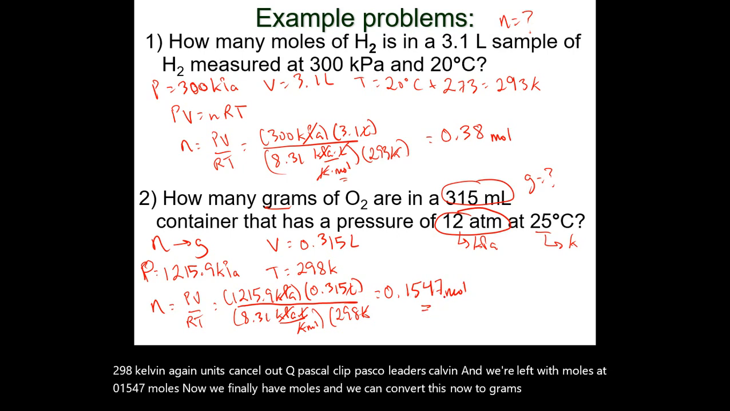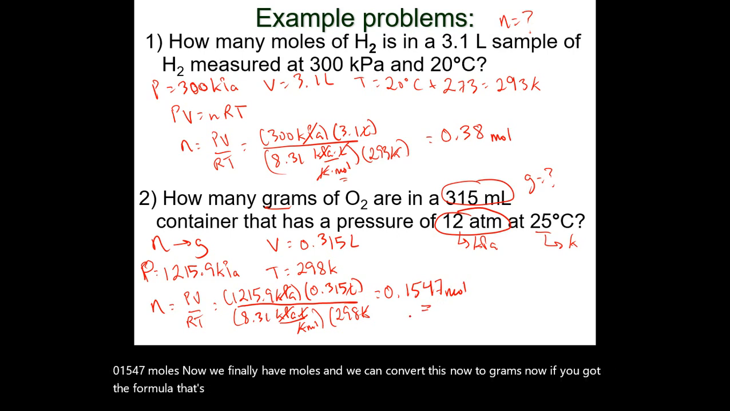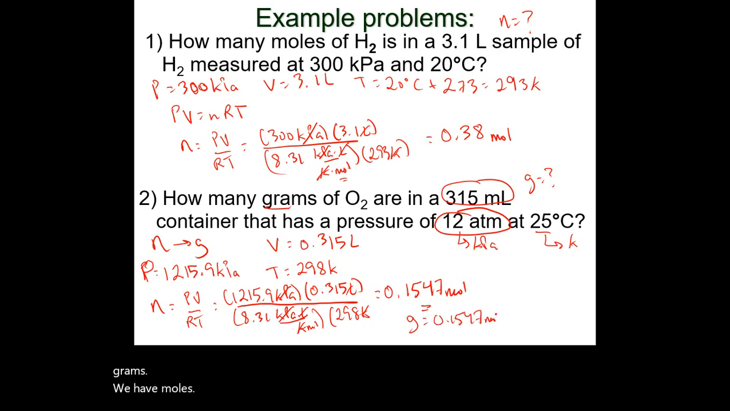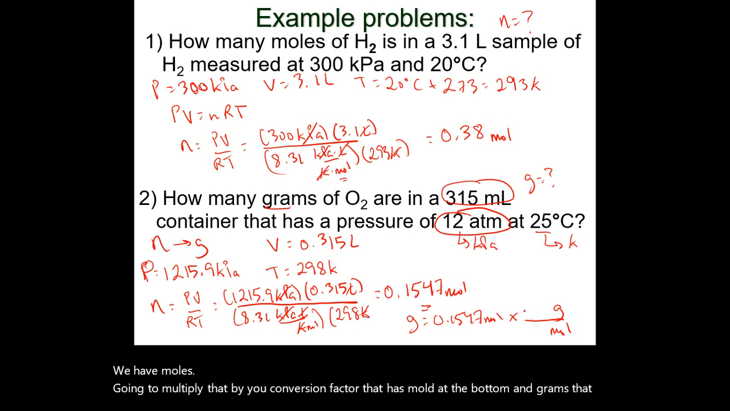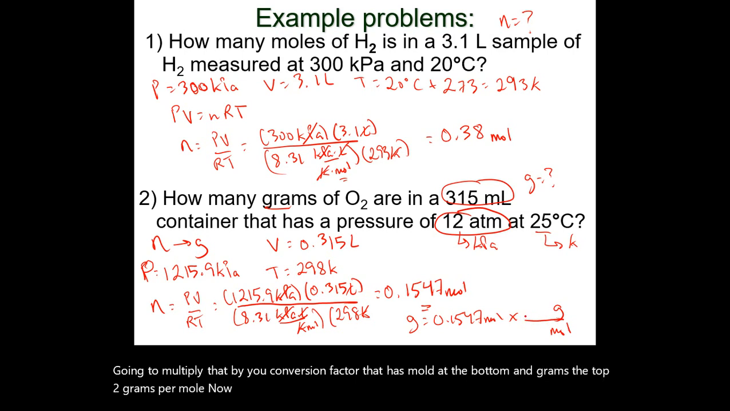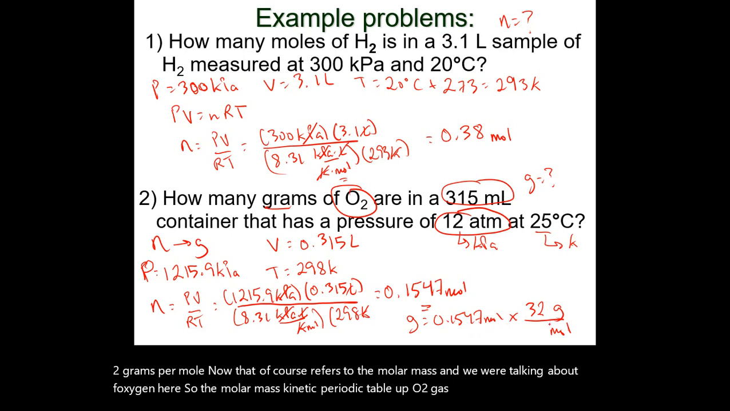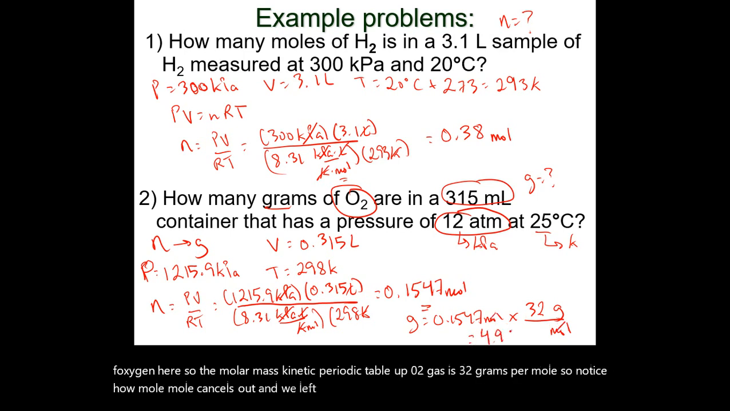Now, if you forgot the formula, that's okay, let's just use the factor label method. So we need grams, we have moles, so we're going to multiply that by a conversion factor that has moles at the bottom and grams at the top, so grams per mole. Now that of course refers to the molar mass, and we're talking about oxygen here, so the molar mass, looking at the periodic table, of O2 gas is 32 grams per mole. So notice how moles cancel out, and we're left with a final answer of 4.95 grams. And that's it.